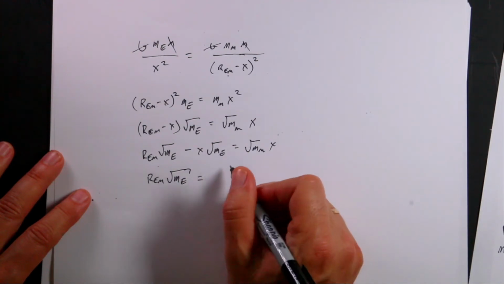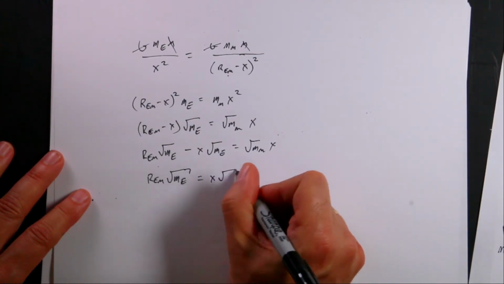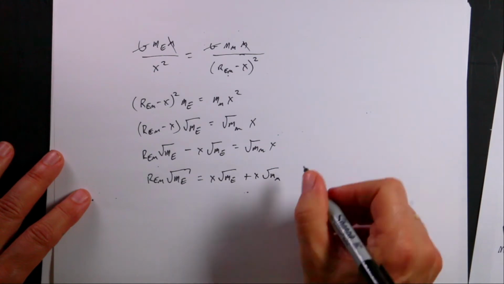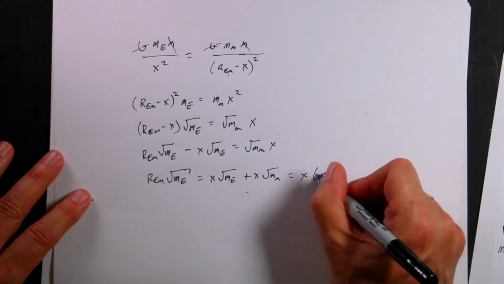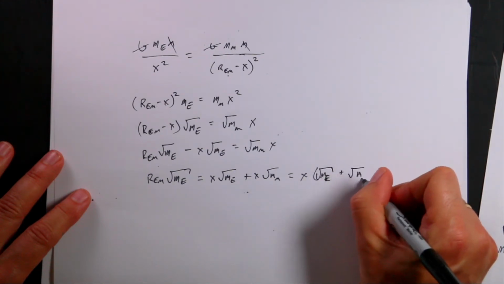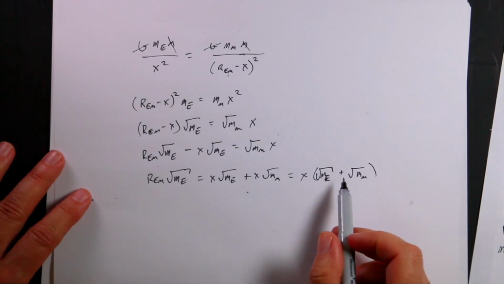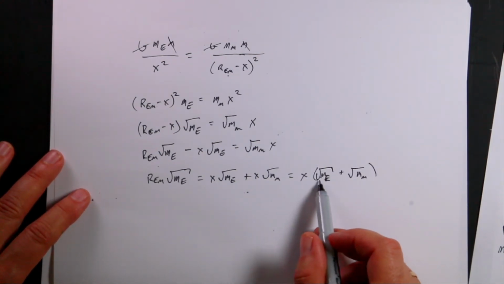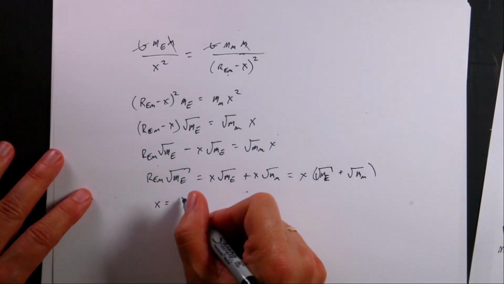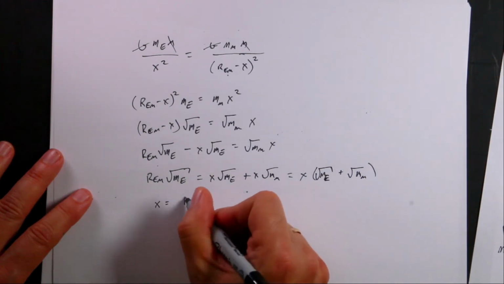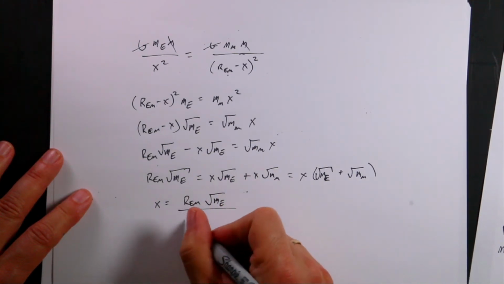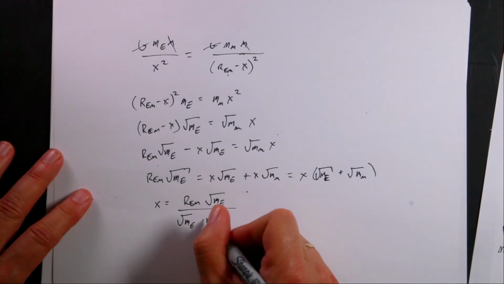equals, and I'll write it out, x times the square root of M_E plus x times the square root of M_moon. Now I can factor out the x. I get x times the square root of M_E plus the square root of M_moon. Now you cannot just make that all one square root. That's not the same thing. So be careful about that. Now I can divide both sides by this, and I get x equals this thing: R_EM, square root of M_E over the square root of M_E plus the square root of M_moon.